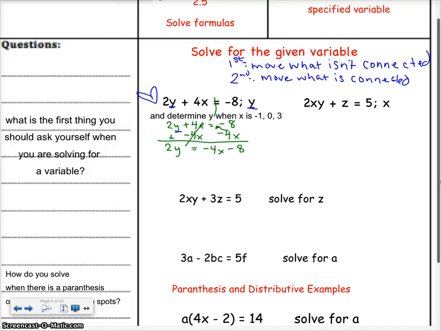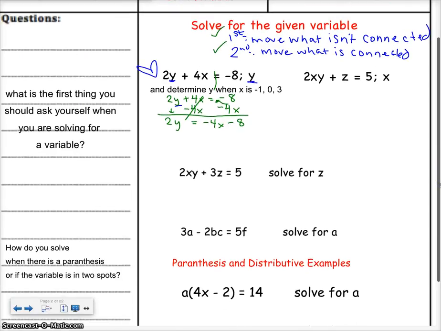So I moved what isn't connected. Now I move what is connected. What's sticking to the y? 2. How do you get rid of the 2? Divide. And I have to divide both sides by 2. And you get y equals negative 4x minus 8, divided by 2. And I'm done, because my y is by itself. That's what I wanted alone.